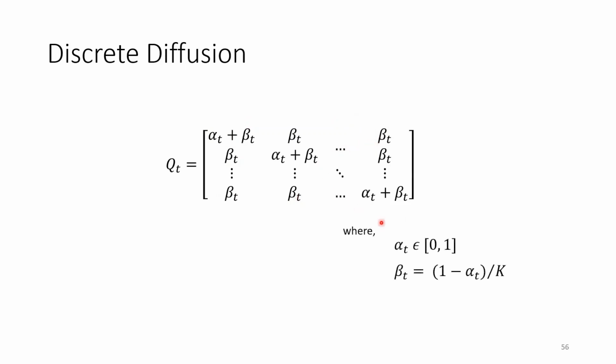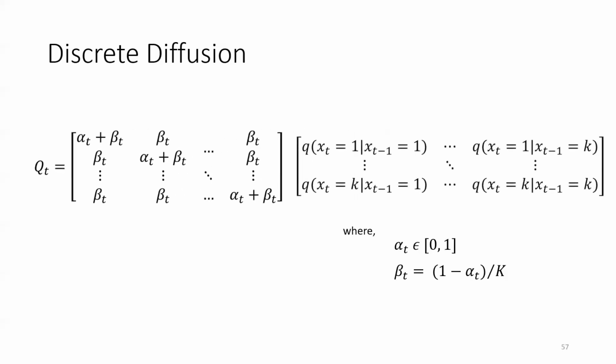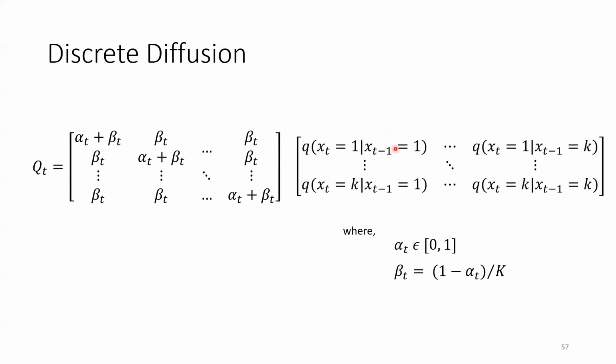If we match this equation again, as previously, with the standard definitions of the transition matrix, we will know that the probability for any time step t minus 1 being 1, and in the next time step remaining in 1, is provided by alpha t plus beta t. This is the probability that this will happen. What is the probability that the current state is k, and in the next state we will go to 1? It's beta t. So all the diagonal elements are alpha t plus beta t.